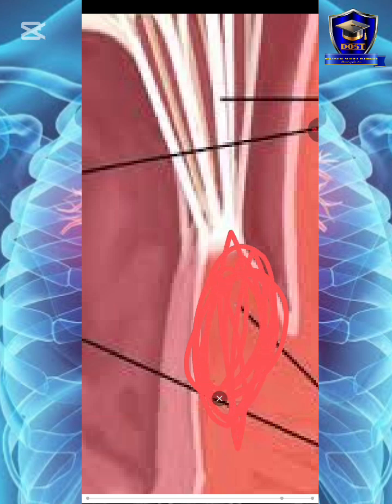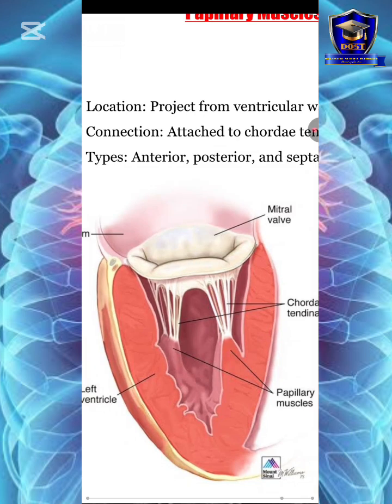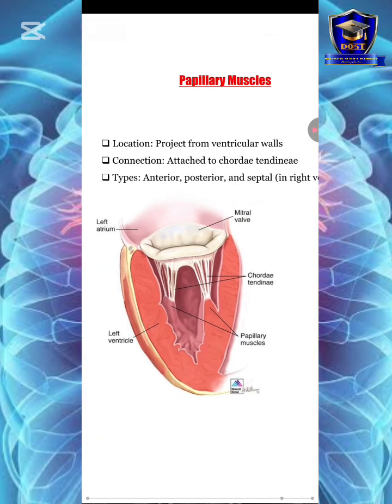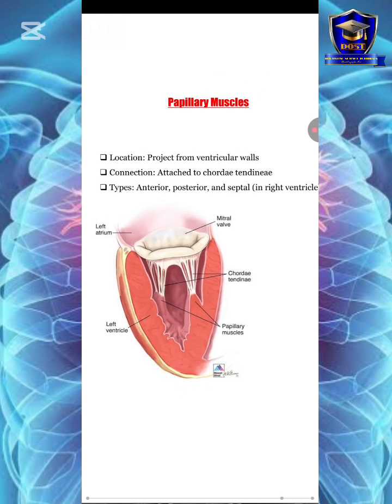You can see that it's directly connected to the walls of the ventricle. You can see the other one on the left ventricle. This papillary muscle is connected to the walls of the ventricle, and its function is to anchor the chordae tendineae, as the tendineae is trying to hold the mitral valve, which is the bicuspid valve, and also the tricuspid valve.